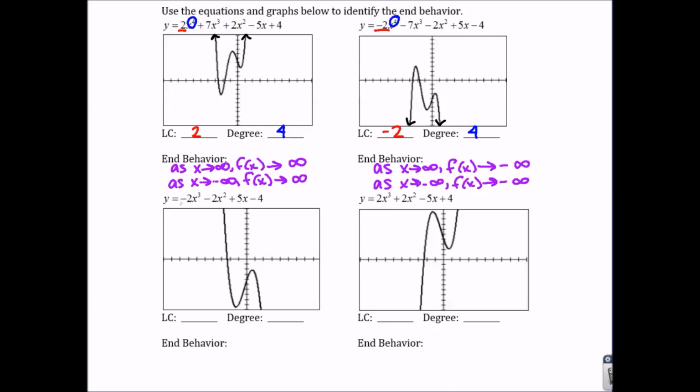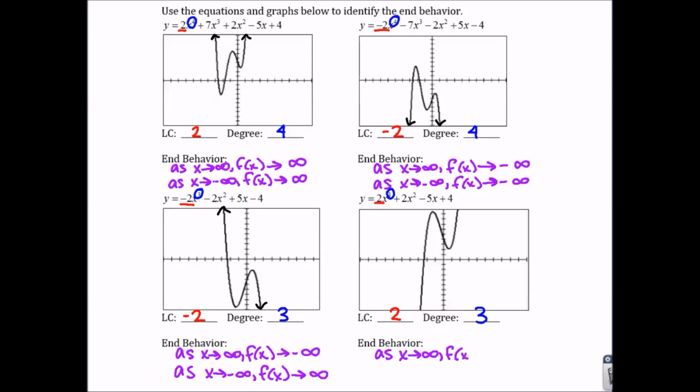If we look at the next graph, our leading coefficient is -2, and our degree is 3. Our end behavior, as x approaches infinity, so the right side of the graph is going down, so it's approaching negative infinity. And as x approaches negative infinity, so the left side of the graph is going up, so that is approaching positive infinity. Then the last of these four graphs has a leading coefficient of 2 and a degree of 3. If we look at the graph, as x approaches positive infinity, so on the right side of the graph, it's going up, and as x approaches negative infinity, so the left side of the graph is going down.